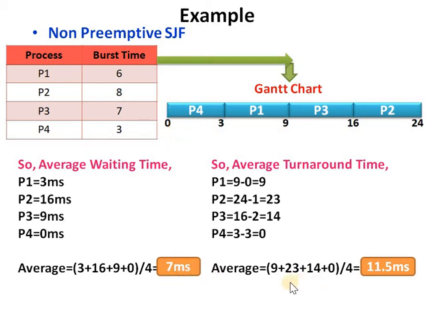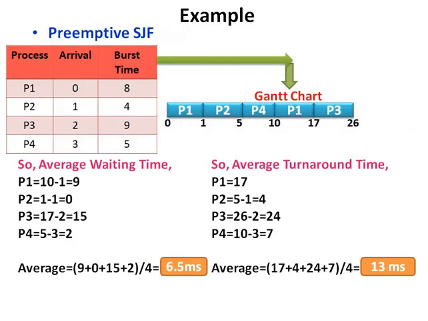So, the average turnaround time is 9 plus 23 plus 14 plus 0 divided by 4. So, it gets 11.5 milliseconds average turnaround time. Next, we will see the example of preemptive SJF.